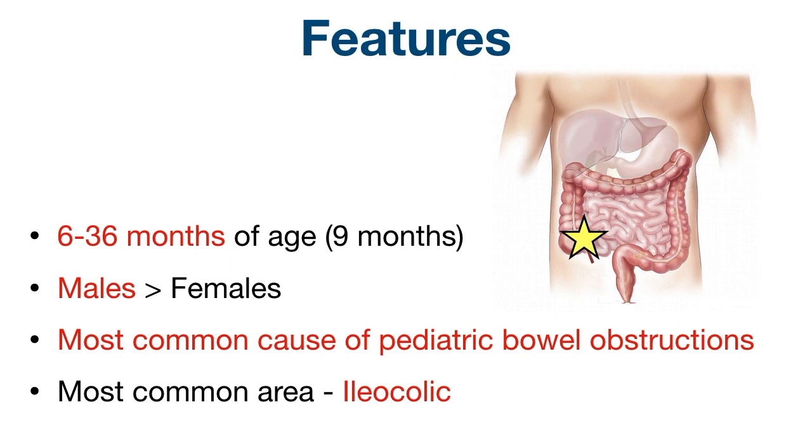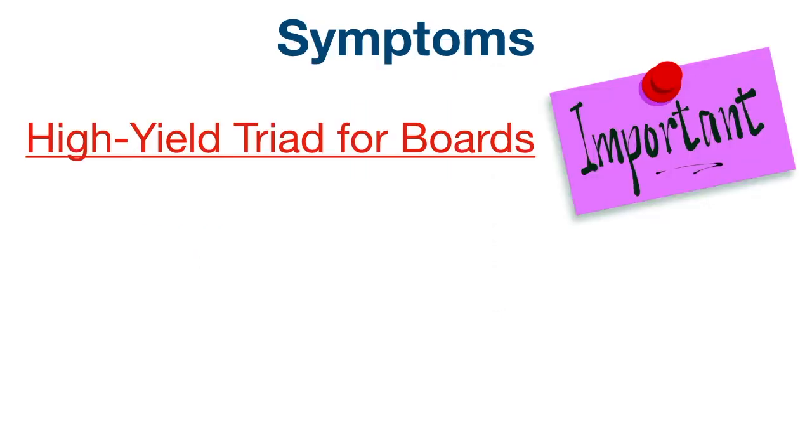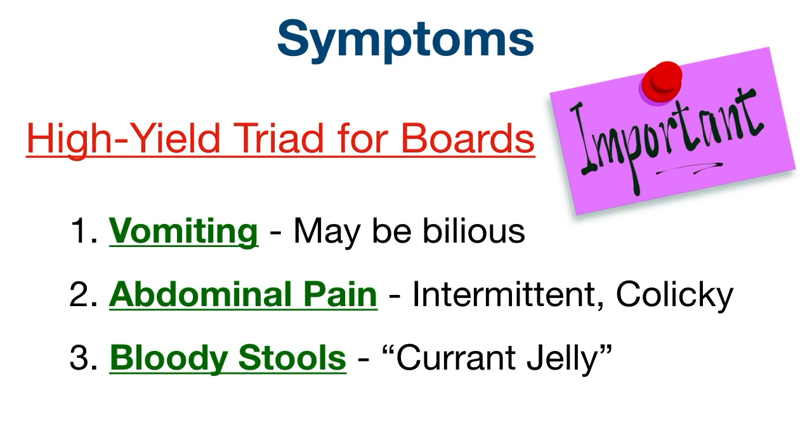Let's talk about those symptoms now. So what are the symptoms to look out for? There are 3 main symptoms to remember with intussusception. The triad commonly seen on board exams includes vomiting that may be bilious, intermittent colicky abdominal pain, and currant jelly bloody stools. Let's take a closer look at each of these.